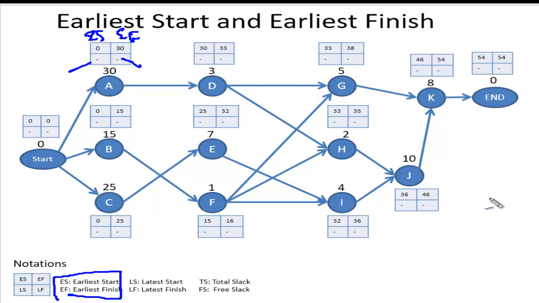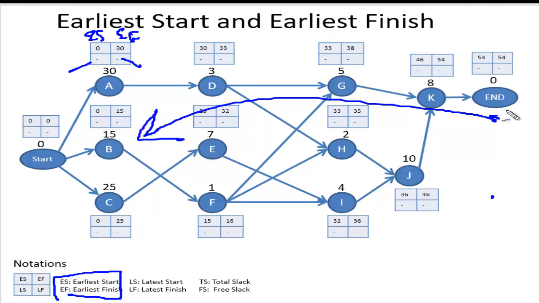So how do we calculate that? Going from back to front. Now I go in the reverse direction. In the forward pass, I went in this direction. In the backward pass, I will go from end to start. And in the forward pass, we were taking the maximum of the two, and here I will take the minimum of the two.